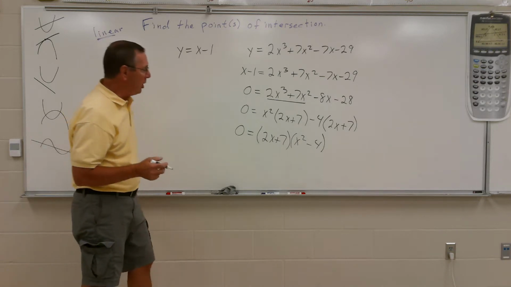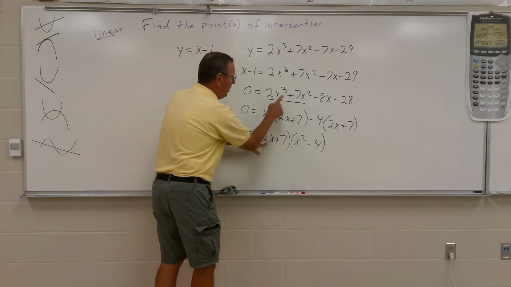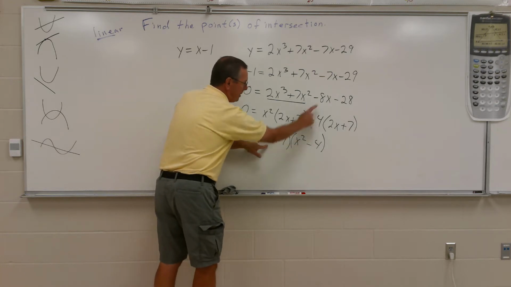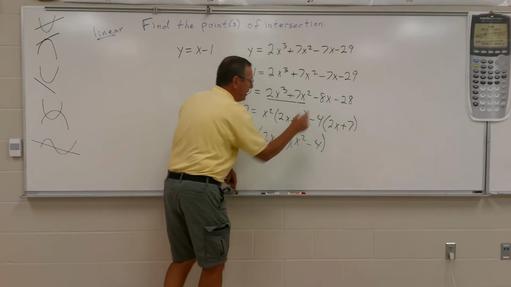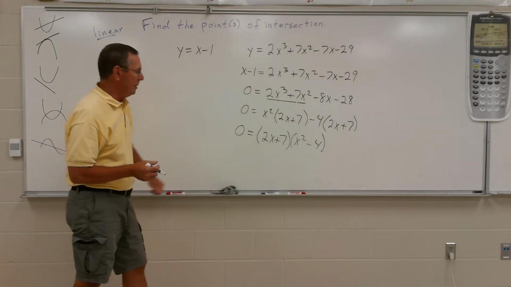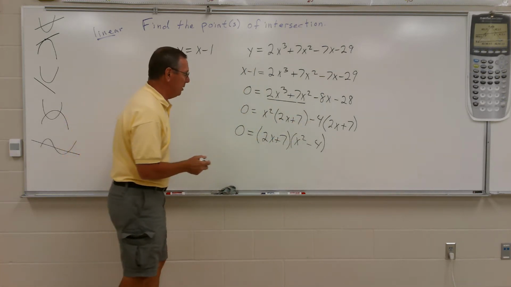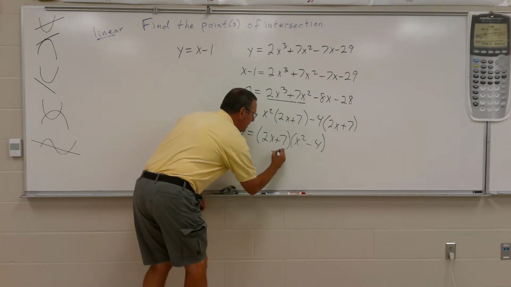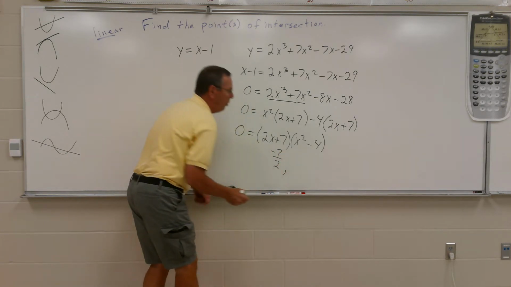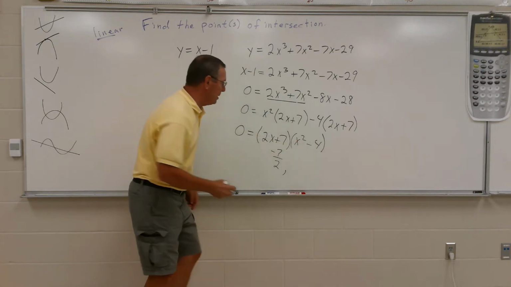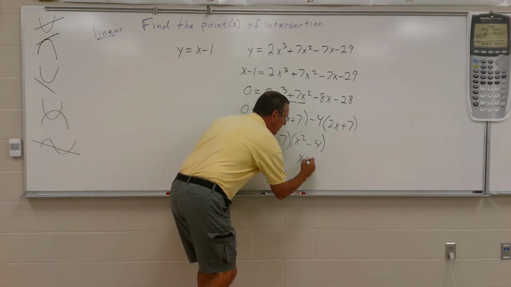Another easy way to check is FOIL. Here would be a 2x to the third. Yep. There's my minus 8x. Got one of those. Plus 7x squared. There it is. And my minus 28, I see that back there. I'm in good shape. I love it when I have something times something equals 0. So x could be a negative 7 halves. Or over here, if I would add 4 and then take a square root, x could be a positive or negative 2.